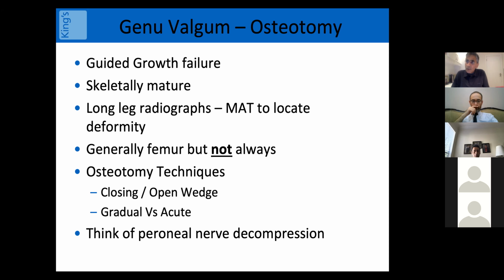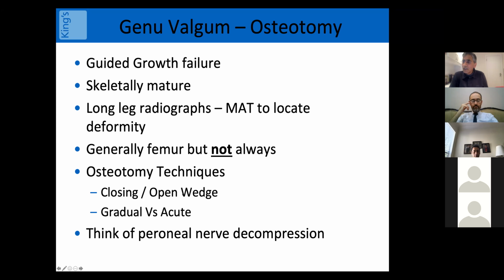It's very important not to assume. The classic teaching is that distal femoral is the main source of deformity, but it might not be. Sometimes there are both tibia and femur involved too. The techniques for correction are osteotomy after failure of guided growth. It could be closed or open wedge, depending upon your fancy.